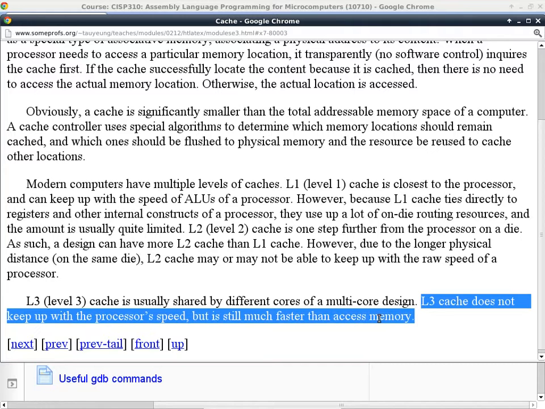Any other questions? So when Intel says our i7 processor has 6 megabytes of cache, which type of cache do you think they are talking about? Level 3. Level 3.